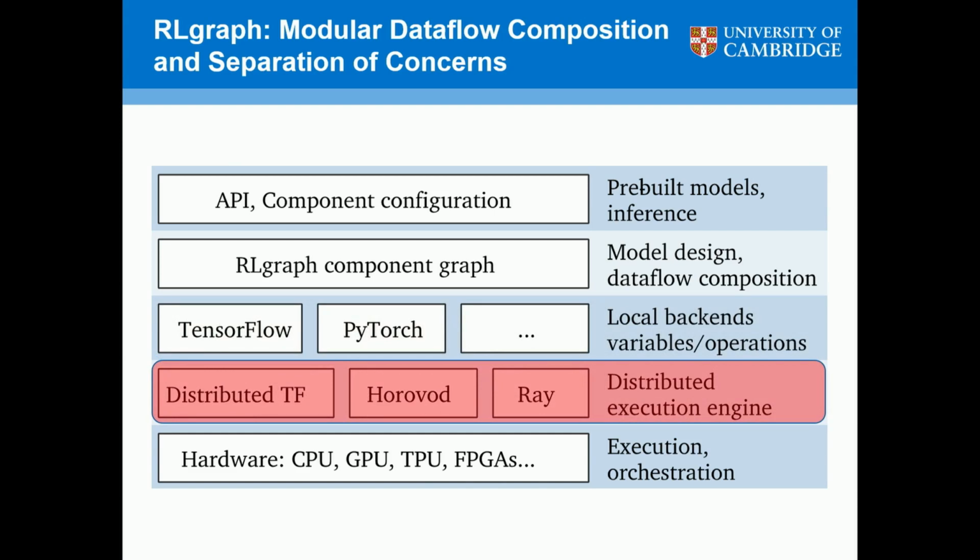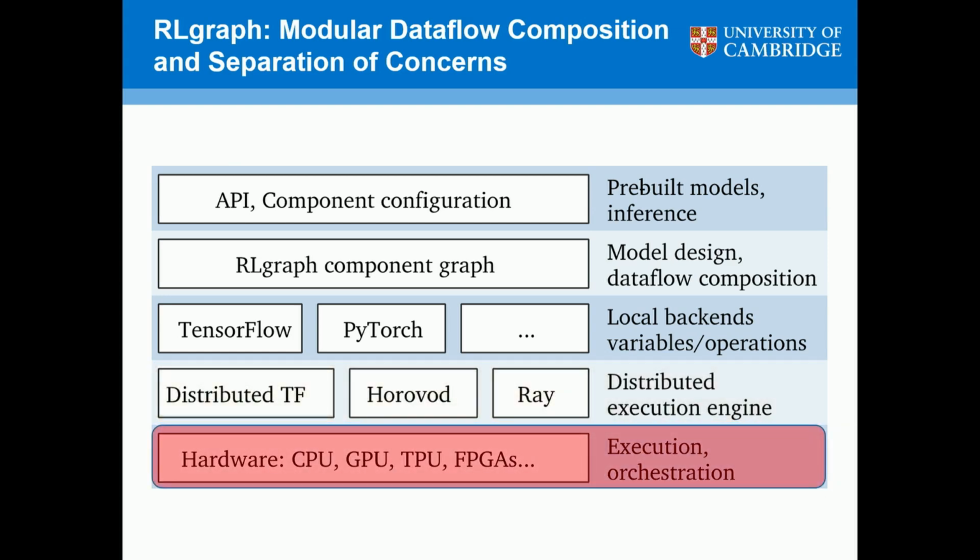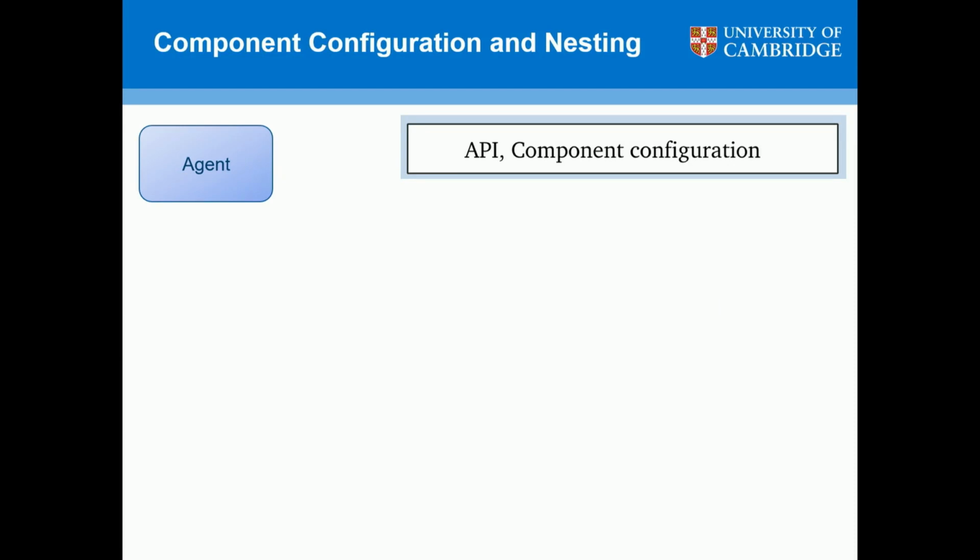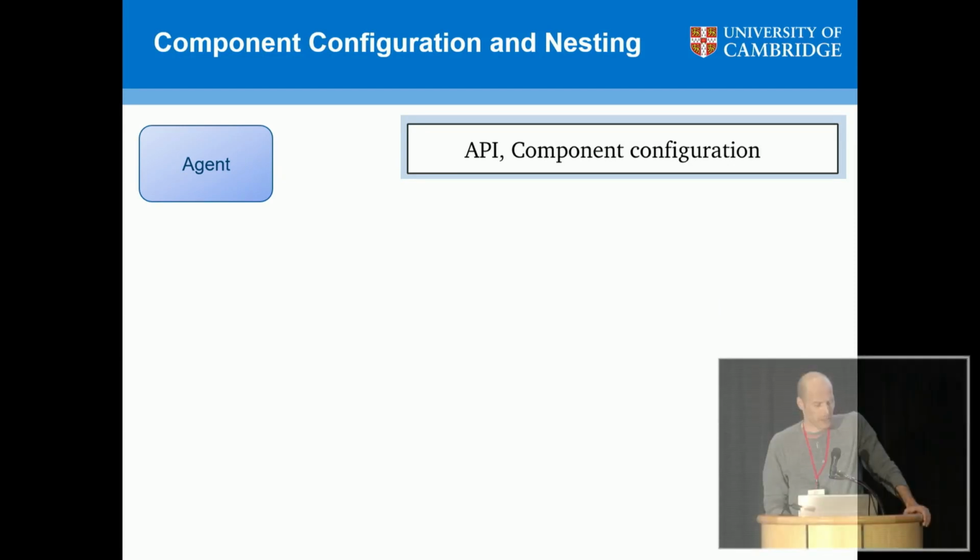Again, separate from that, separate from the local backend layer, is the distributed execution layer. We also support different engines here, distributed TensorFlow as well as Ray. And of course, RLgraph runs on all hardware. So let's go step by step now through the different design layers.